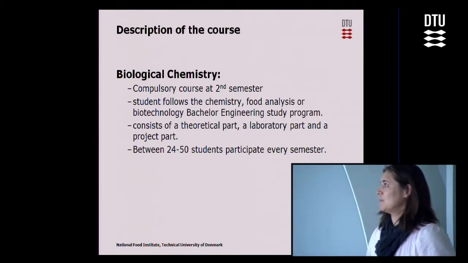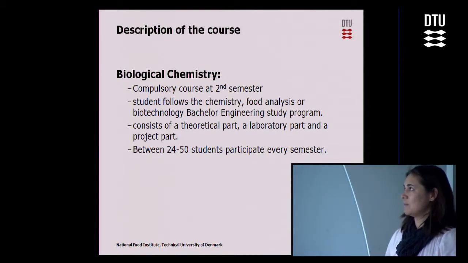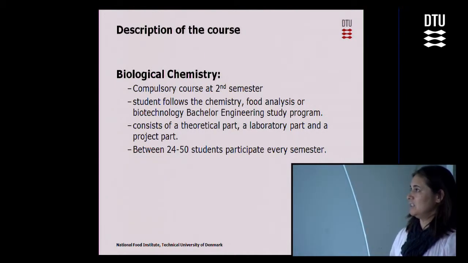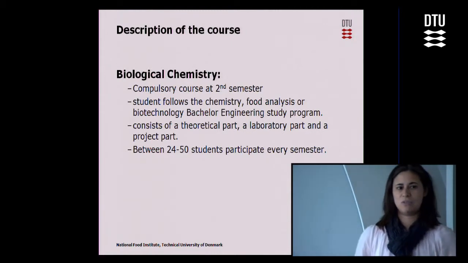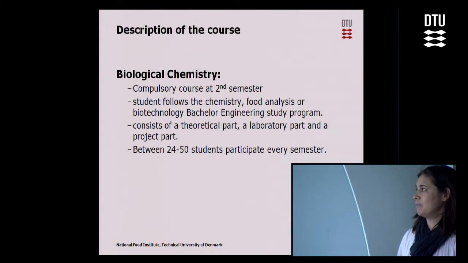Biological chemistry is a compulsory course at the second semester, and the students follow the chemistry, food analysis or biotechnology bachelor engineering study program. It consists of a theoretical part, a laboratory part, and also a project part. And every semester we have between 24 and 50 students.